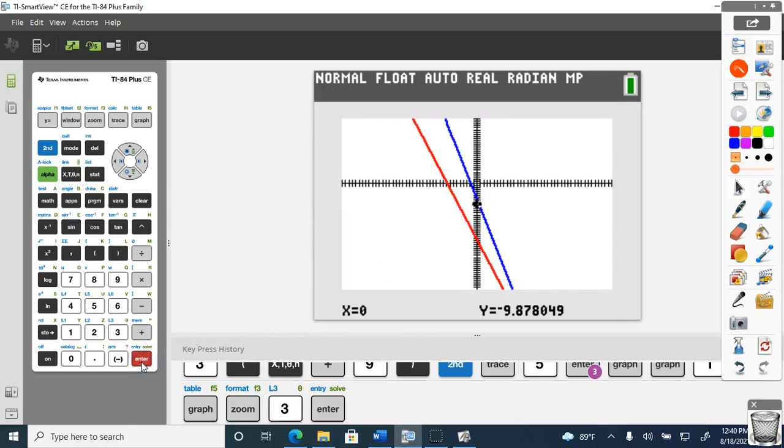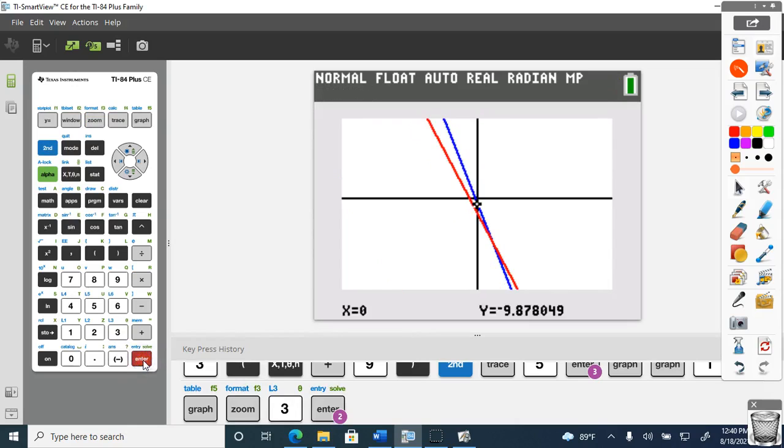Enter. Still can't see it. Hit enter one more time. Ah, they do intersect. Now we can go back to our trace.